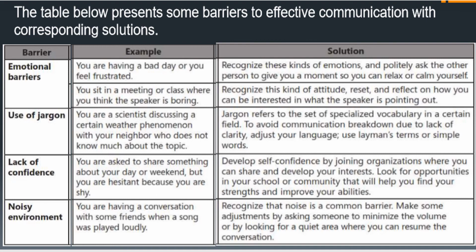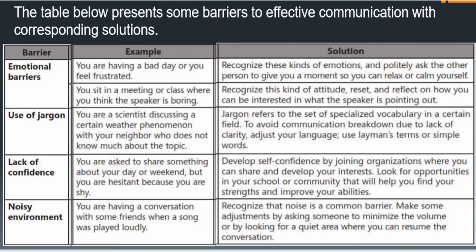Next barrier is lack of confidence. Example, you are asked to share something about your day or weekend, but you are hesitant because you are shy. So all you have to do is develop self-confidence by joining an organization where you can share and develop your interest. Look for opportunities in your school or community that will help you to find your strengths and improve your abilities.